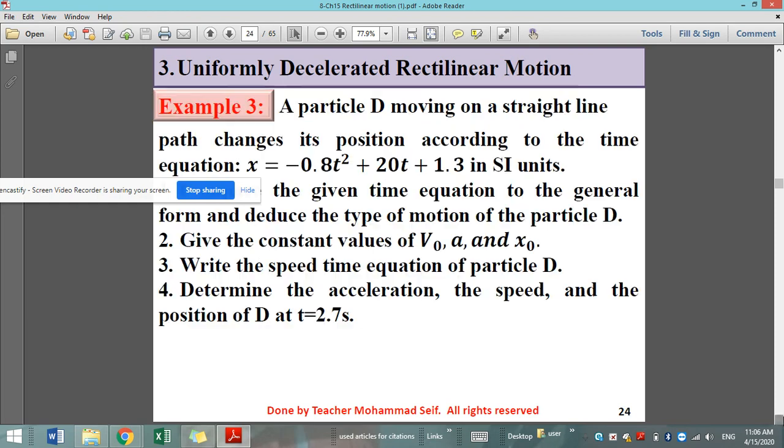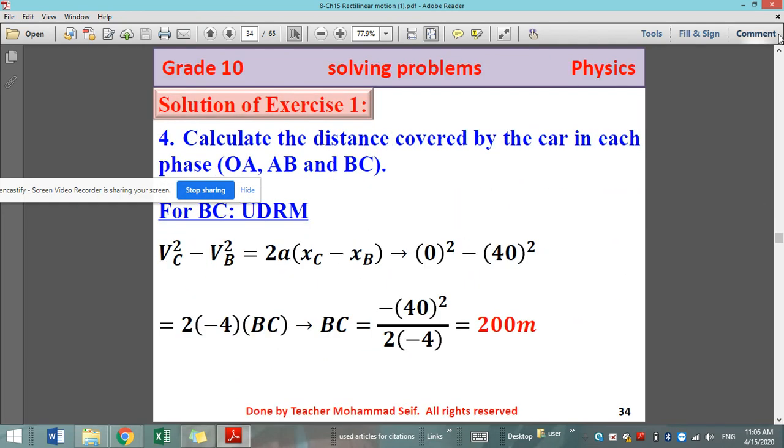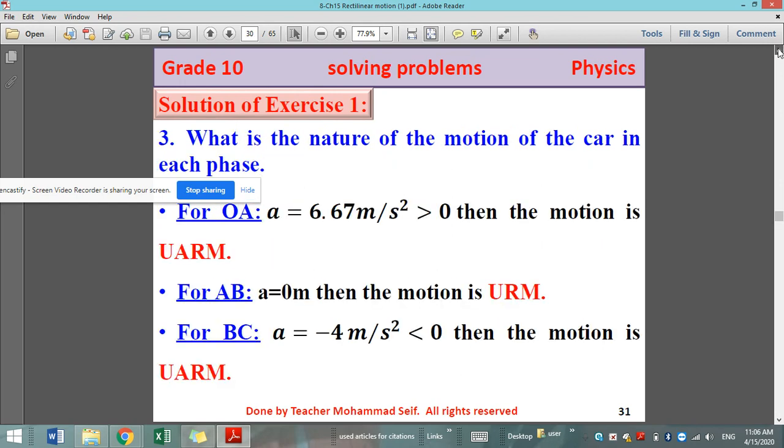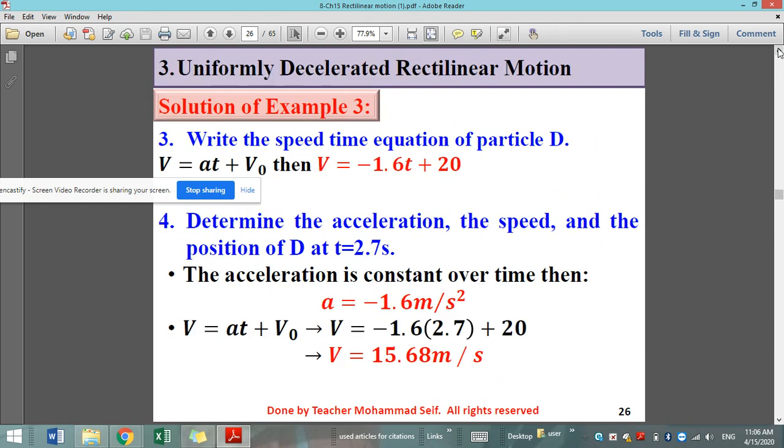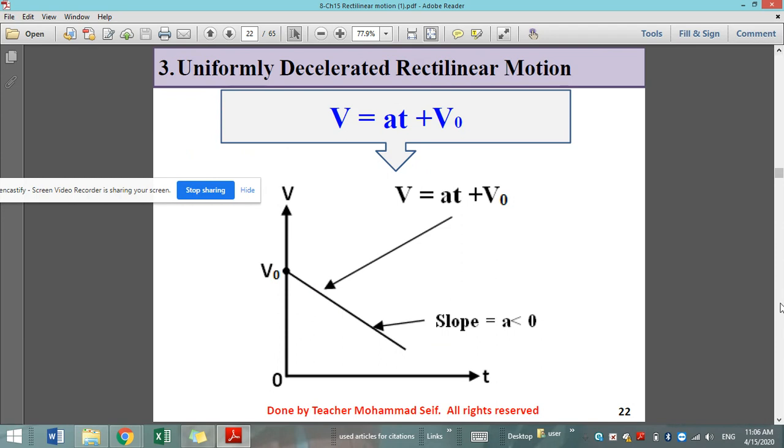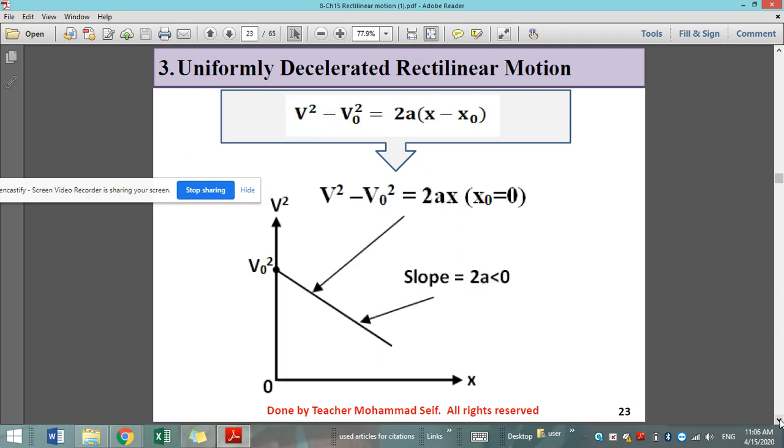This is not required. I don't want you to study the graph of v squared. This graph, not this one, this is required. This is not required. I don't want you to study it now.